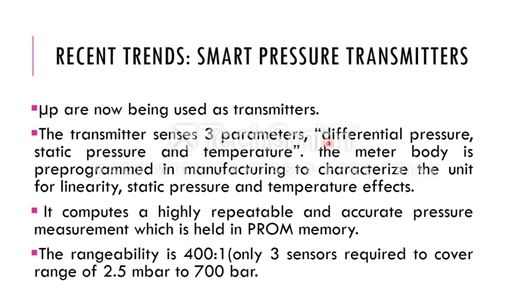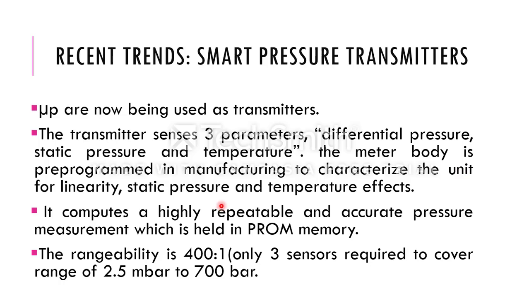Here pressure is measured, which in turn is converted to a change in resistance by using strain gauges, and this change in resistance can be used in different ways. Mainly microprocessors are used in these transmitters, and they sense three parameters, which are differential pressure, static pressure and temperature. So we have higher options in this.